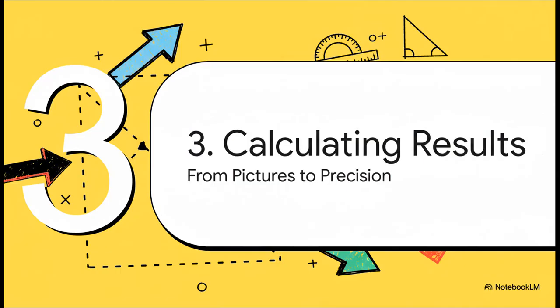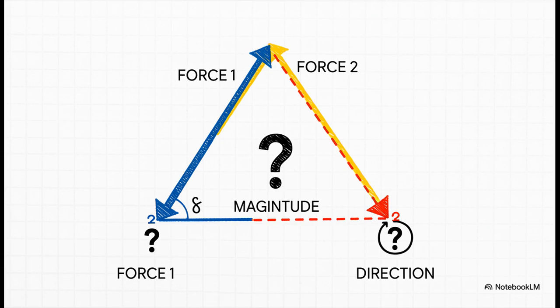Okay, drawing pictures is awesome for understanding what's going on. I mean, it's super intuitive. But if you're actually building a bridge that people are going to drive on, "kind of looks about right" isn't going to cut it. We need precision. We need exact numbers. And to get those numbers, we bring in a powerful friend, trigonometry. Let's go right back to that force triangle we made.